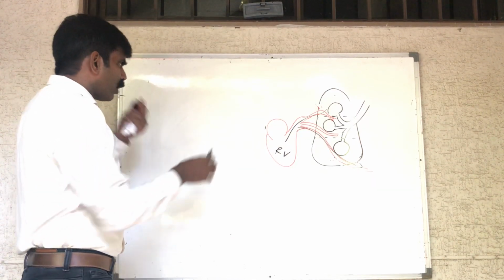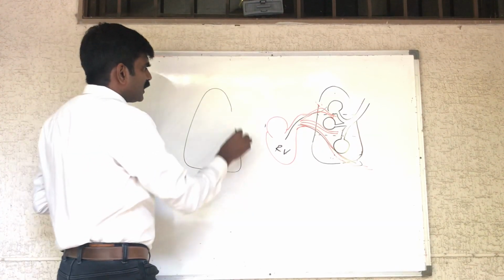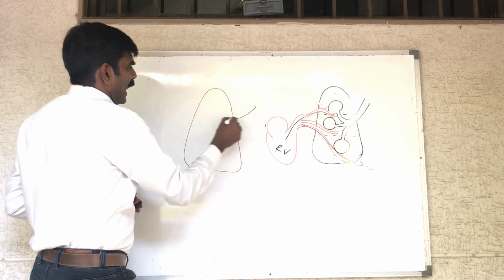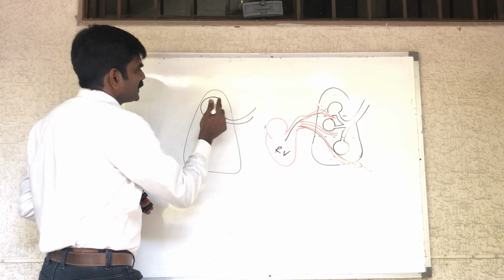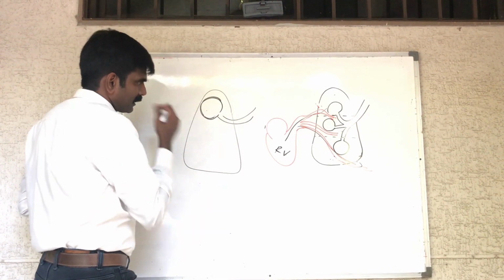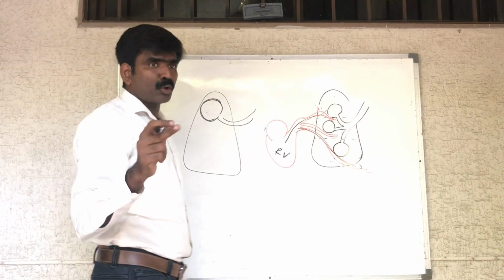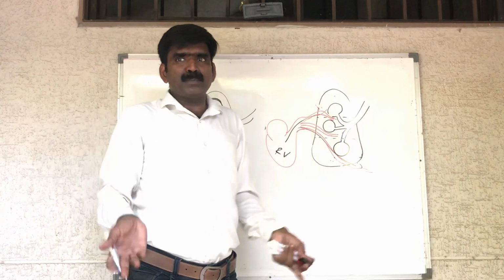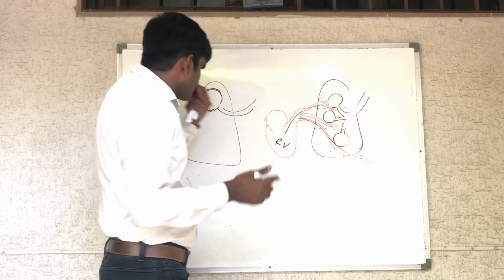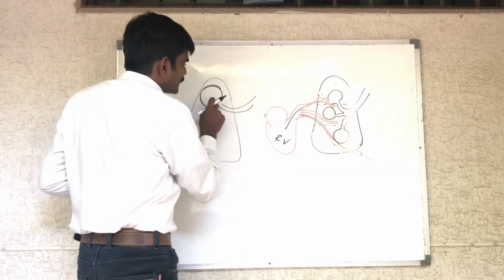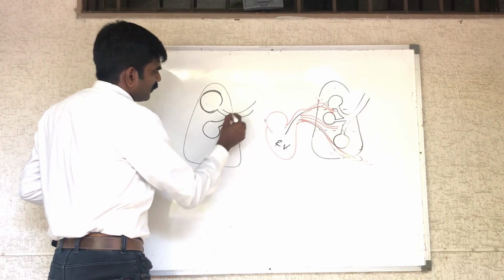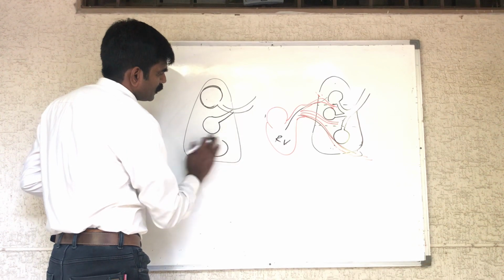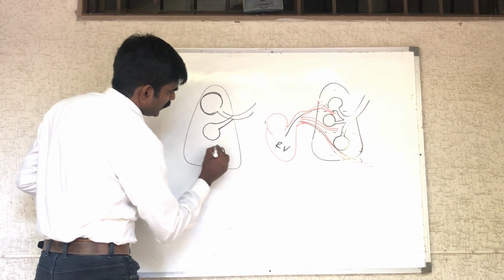In ventilation we have already discussed that the alveoli in the upper zone are large in size at FRC. I'm talking about before inspiration starts. Before inspiration starts, the alveoli size is large when compared to the lower zone. Here it is small.